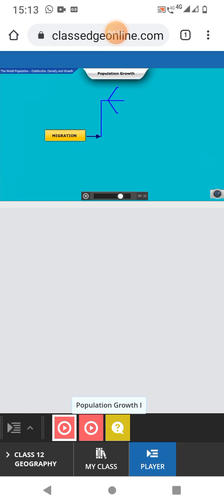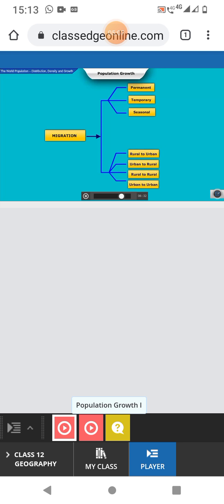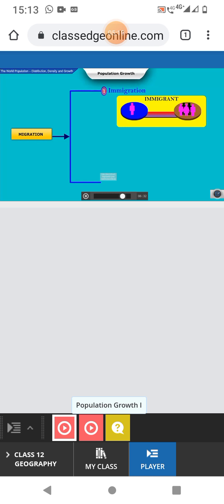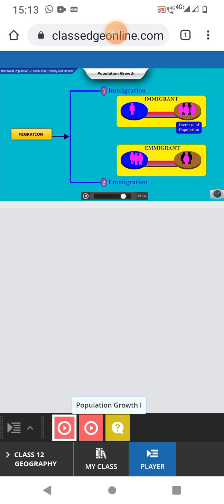Migration may be of many types. It may be permanent, temporary, or seasonal. It may take place from rural to urban, urban to rural, rural to rural, and urban to urban. Basically, migration is of two types. Immigration, it is the process in which migrants move or come into a new place. It is generally associated with increase of population. Emigration, it is the process associated with migrants moving out of a place, that is responsible for decrease in population of a place.